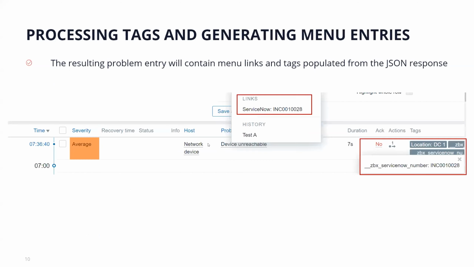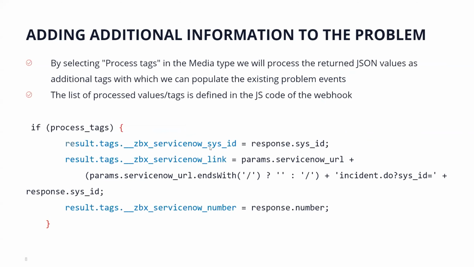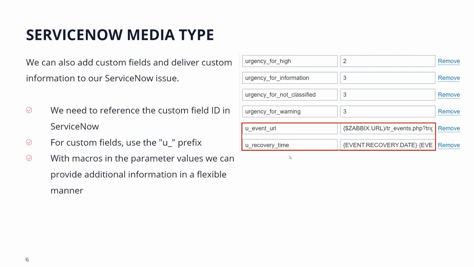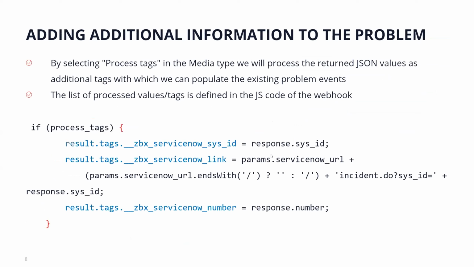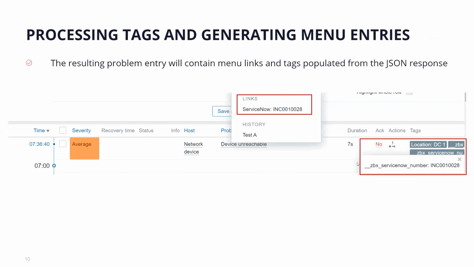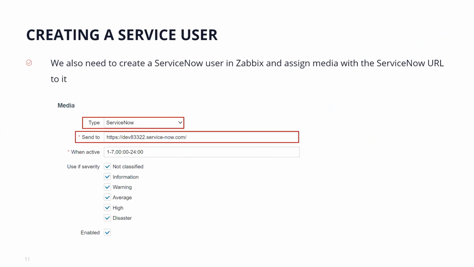If we go all the way back, and I'm going to scroll back a bit, this is actually the URL that will be placed here, alert sent to. It gets taken from the media on the user which receives this. Based on this URL, we built the link in the menu entry: ServiceNow URL plus incident ID, and then it builds a URL that will move you to that particular incident.